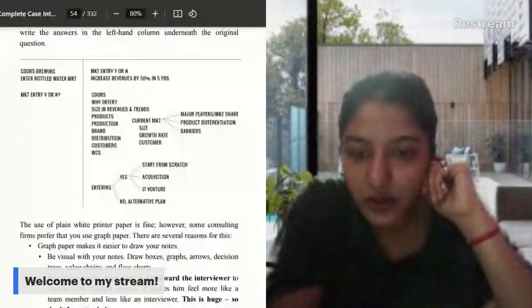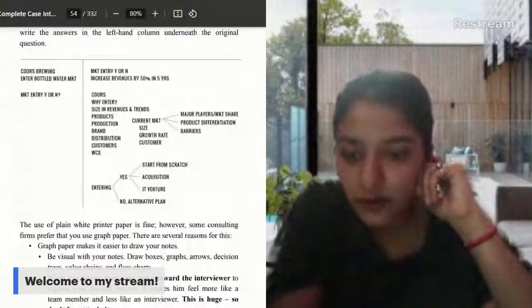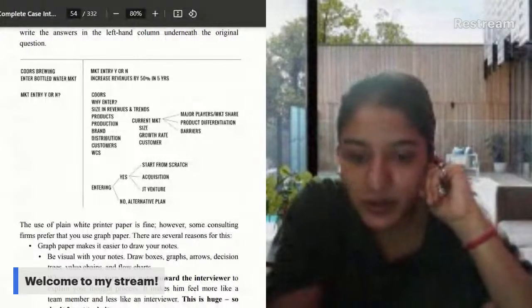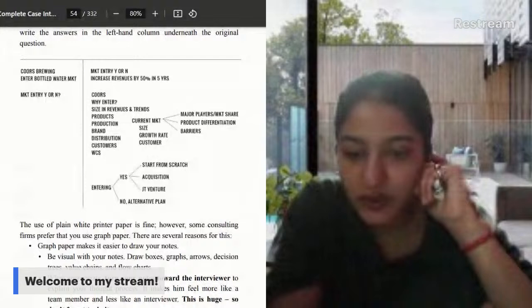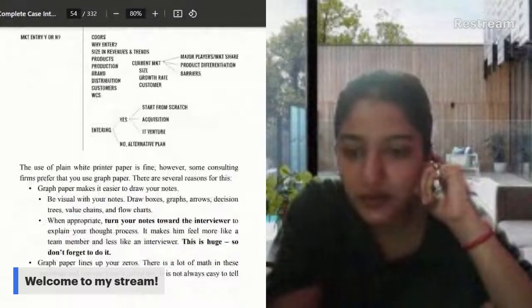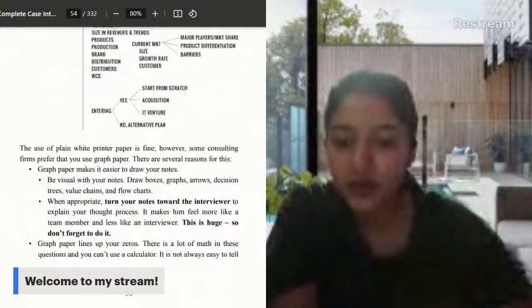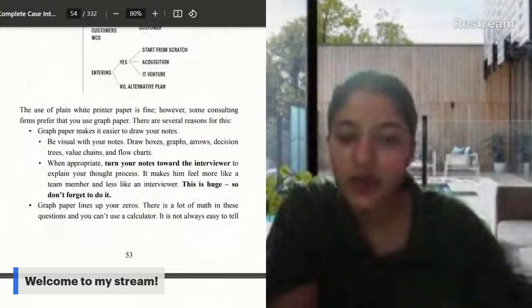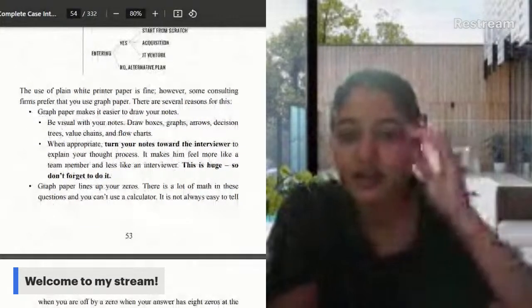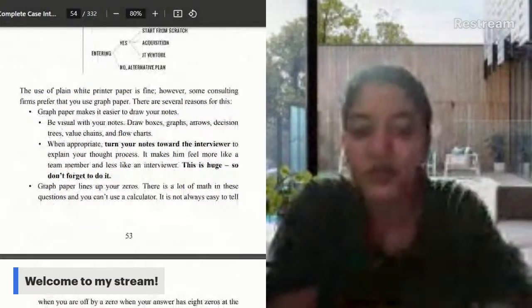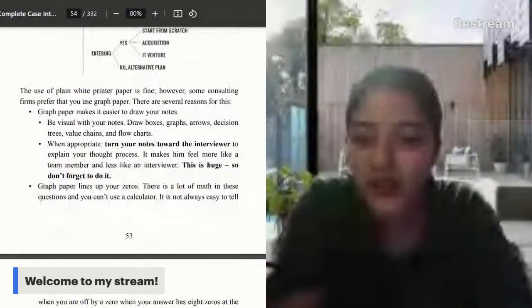The use of plain white printed paper is fine. However, some consulting firms prefer that you use graph paper. There are several reasons for this. Graph paper makes it easier to draw your notes. Be visual with your notes. Draw boxes, graphs, arrows, decision trees, value chains, and flowcharts. When appropriate, turn your notes towards the interviewer to explain your thought process. It makes them feel more like a team member and less like an interviewer. This is huge, so don't forget to do it.